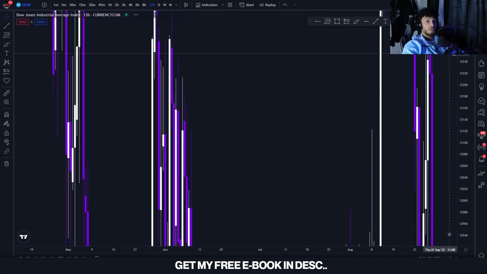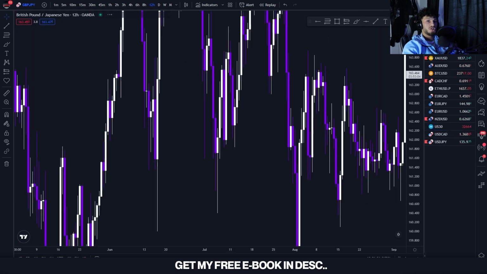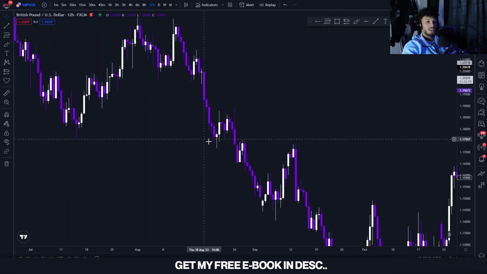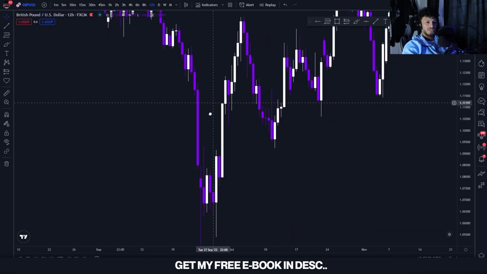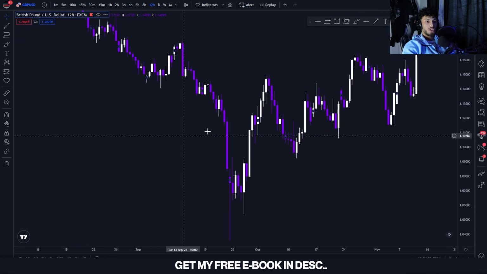I'm going to show you an example on the 12-hour time frame. Here we're on US 30, right? I'm going to switch to GJ. Okay, actually not GJ, GU, because GJ's structure recently is very, very bad, and I can't be bothered going through all the different structures. Okay, so what do we have right here?